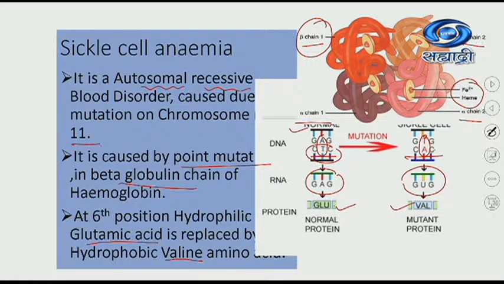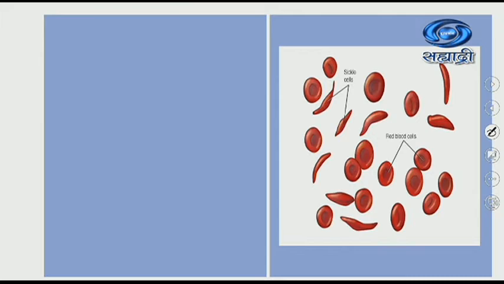Now if valine is placed at the 6th position, the entire structure of hemoglobin changes. Let us see what happens. The globin chain changes, and that's why the shape of the RBC changes. Normally the RBC are oval in shape, biconcave, enucleated. But because of the change at the 6th position in the beta globin chain, the shape of the RBC becomes like a sickle.